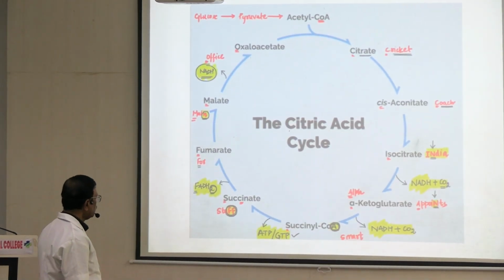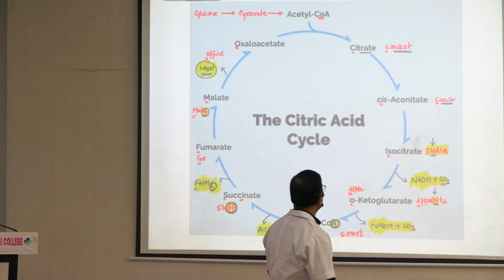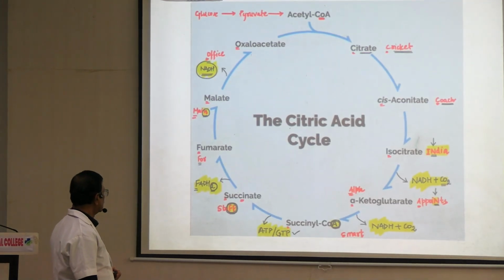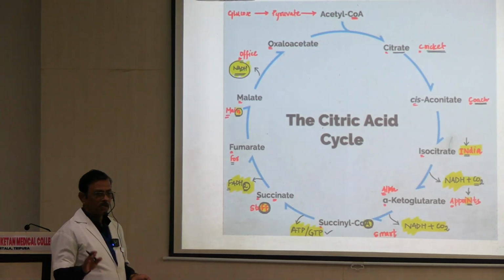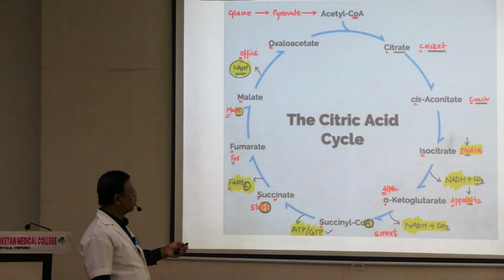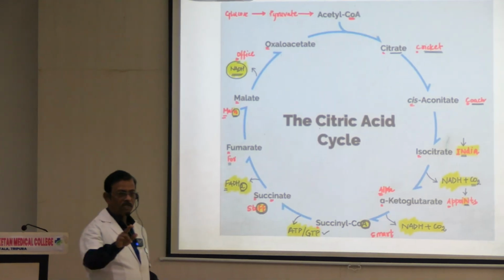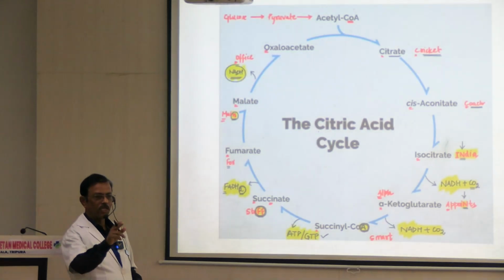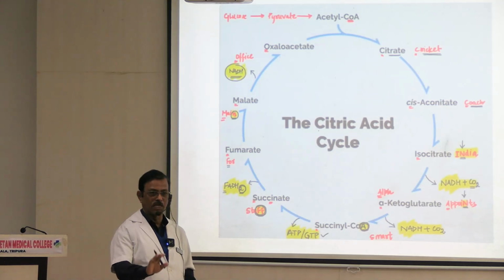So, we will use mnemonics to remember this. Cricket coach of India appoints smart staff for main office. Okay? So, this will give you the clue to remember the intermediates of the TCA cycle. Wherever there is N, that will be the site of NADH generation. Wherever there is capital A, there will be the site of GTP generation, that means ATP generation.